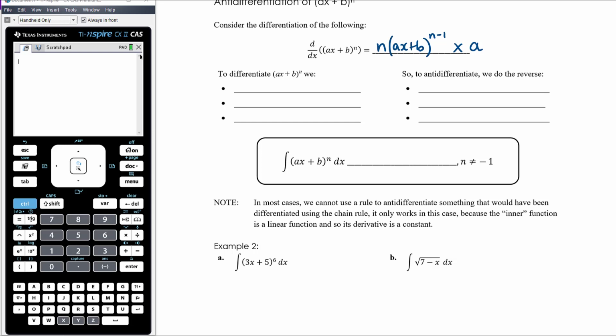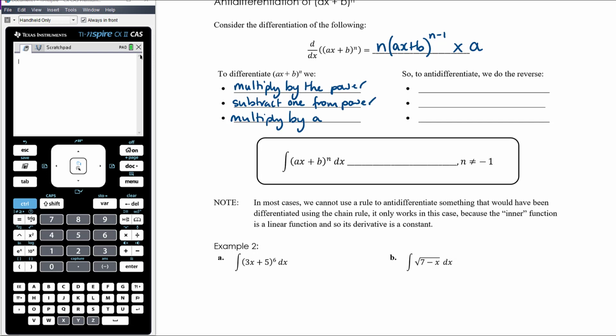So to differentiate ax plus b to the power of n, we multiply by the power. So we multiply by n. We then subtract 1 from the power. So the power became n minus 1. And then we multiply by a, which is part of the chain rule. Okay, we multiply by the derivative of the inside, which in this case is just a constant value a.